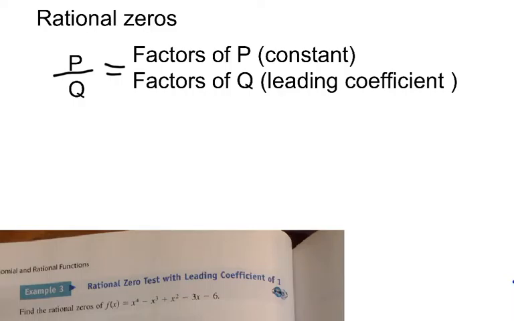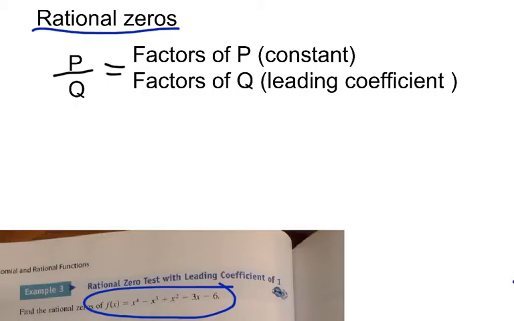Hi, this is Mr. Rego, and what we're going to do right now is find or list all the rational zeros of my polynomial function. My function is this one on the bottom: f of x equals x to the fourth minus x cubed plus x squared minus 3x minus 6.